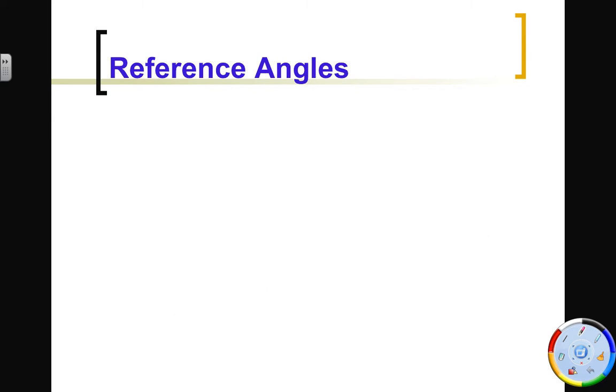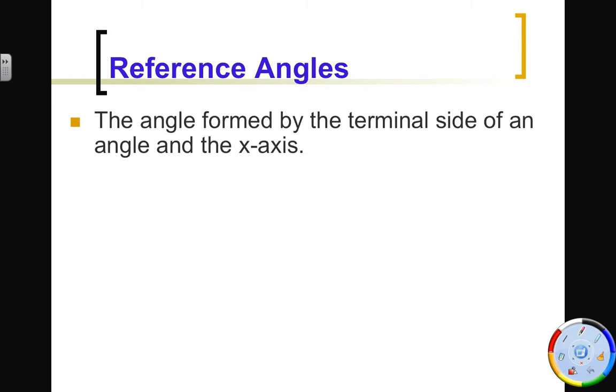All right, next thing. This is the thing that we really want to focus on. How can I evaluate that sine of 315 that I had on the first page? These are called reference angles. So it's the angle formed by the terminal side of an angle and the x-axis.